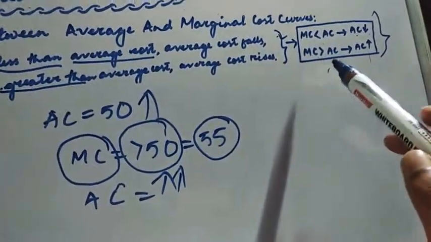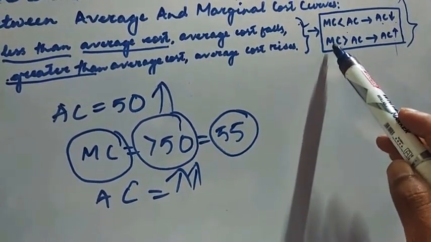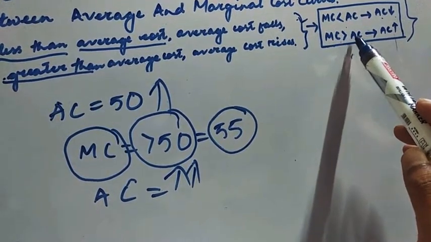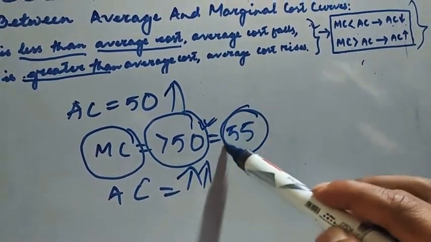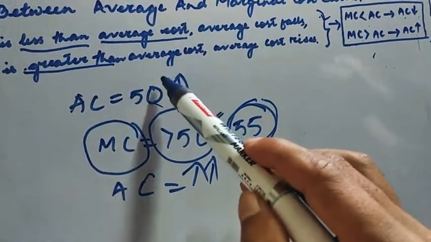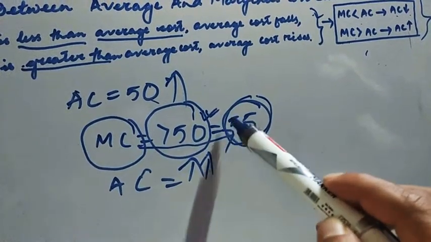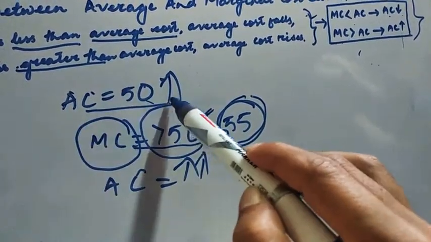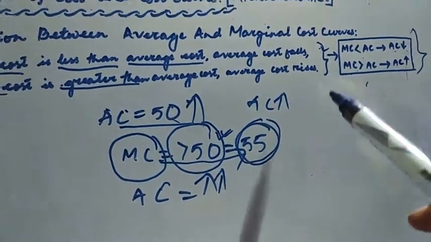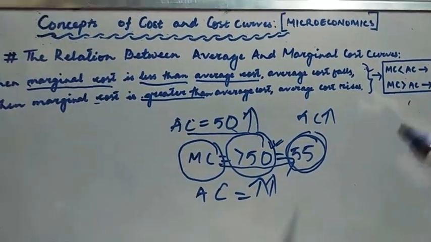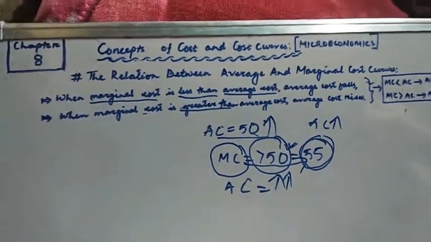So in the next identity we have discussed that if marginal cost is greater than average cost, so marginal cost is greater than 50, say 55, and 50 is the average cost, then the average cost will rise. So that is the second relation that they have between average cost and marginal cost.